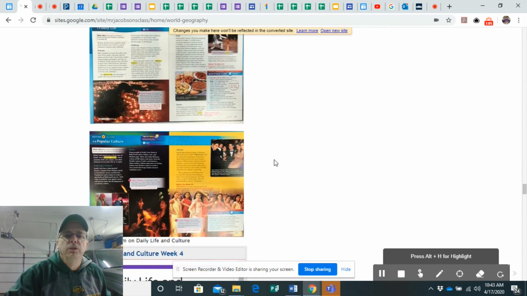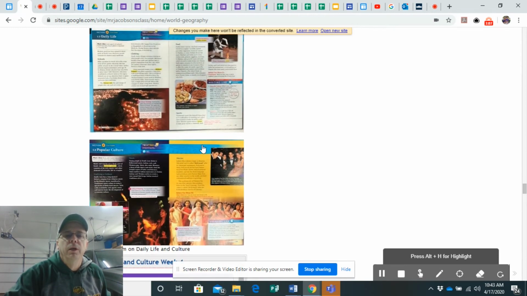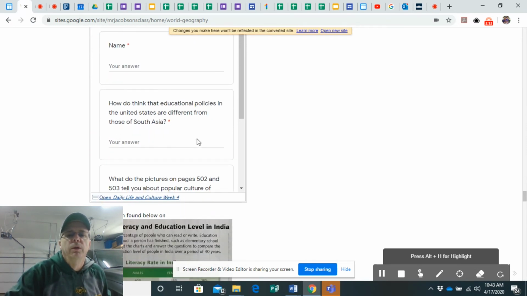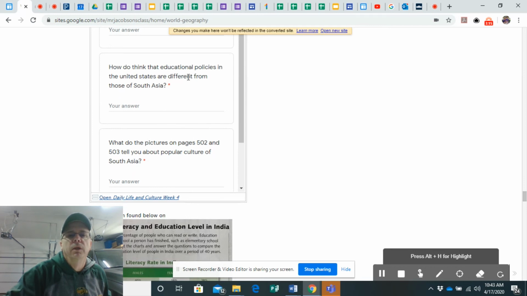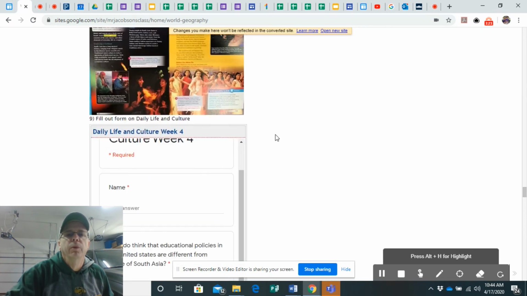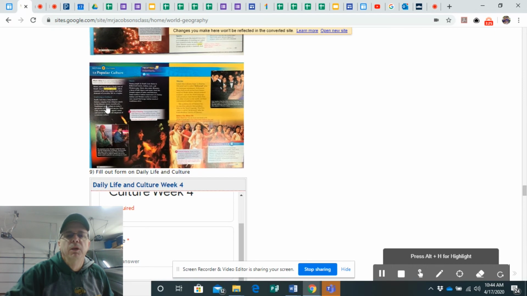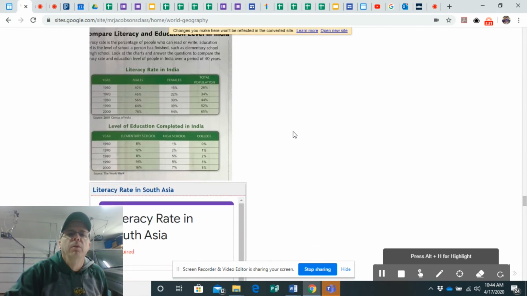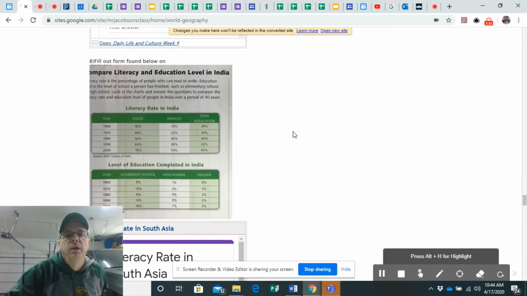Then you've got a couple pages to read, just like we've said before in here. And then some more questions about daily life and culture. Okay, and now this is going to talk about educational policies for the US and also Asia. And then look at pictures on page 502 and 503. And I believe it would be these pictures right here, and tell us what it tells you about their culture. Then the last thing is going to be about literacy rate in India.